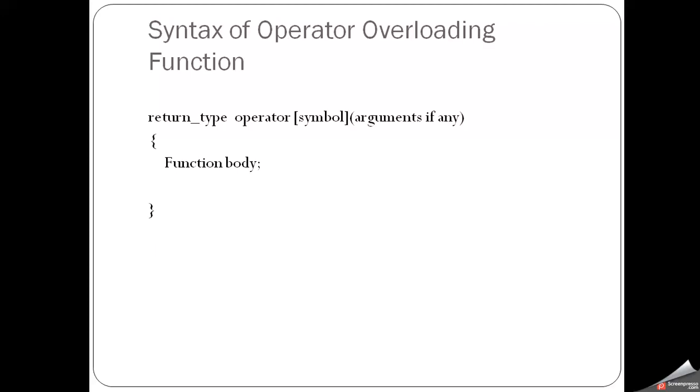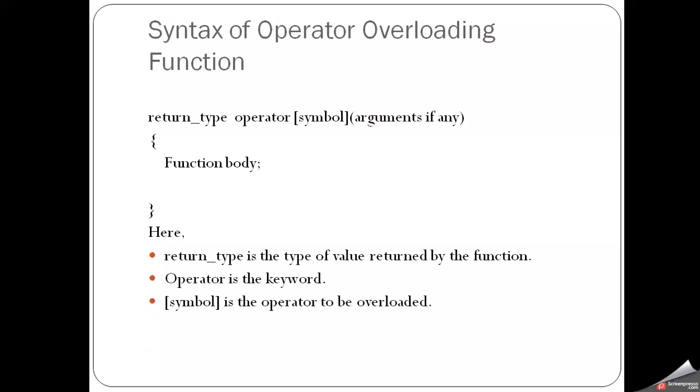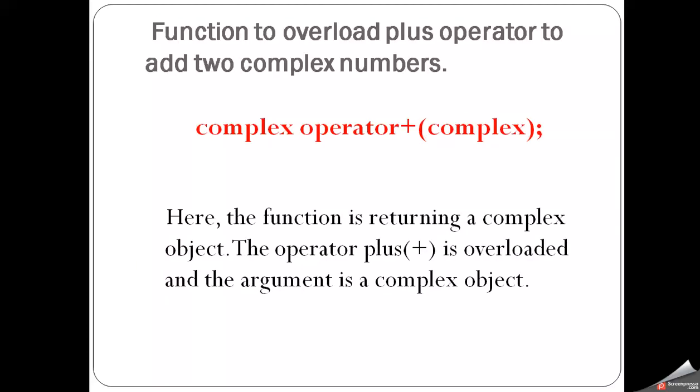Now here, return type is the type of value that will be returned by the function. Operator is the keyword used. The symbol is the operator to be overloaded, and arguments, we all know the arguments that we will pass. So an operator overloading function declaration looks somewhat like this. In this example, we are trying to overload the plus operator to add two complex numbers.